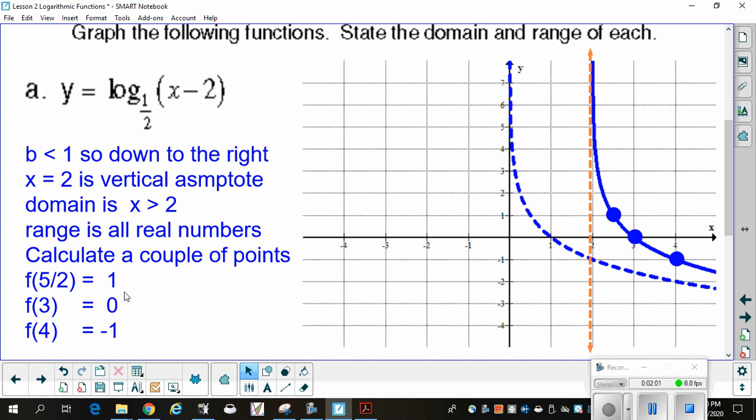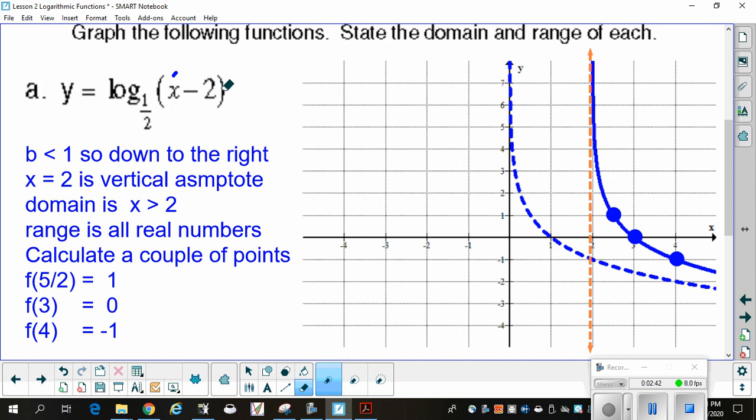And then you can calculate a couple of points. F of 5/2 is equal to 1, f of 3 is 0, f of 4 is negative 1. How in the world did I get those so quick? Let's look. If I put in 5/2 over here, this is going to be 5/2 minus 2, and 2 is the same thing as 4/2, right? So I actually have log base 1/2 of 1/2. Well, remember, what do I raise 1/2 to get 1/2? It's 1. Okay, got it.